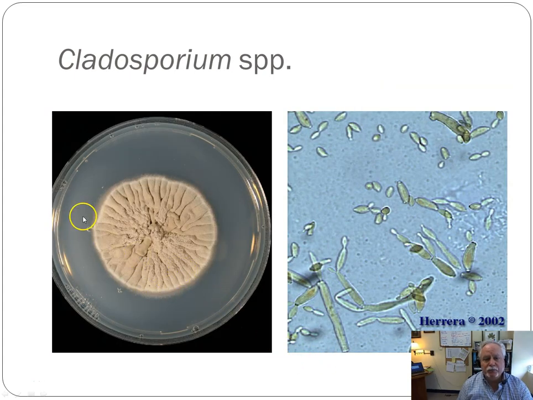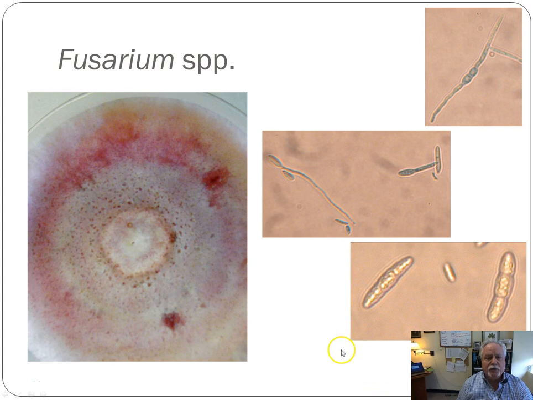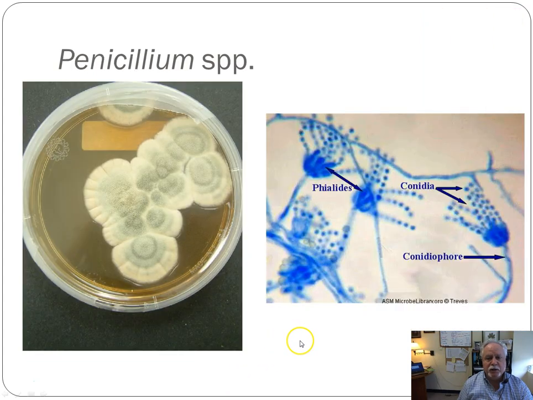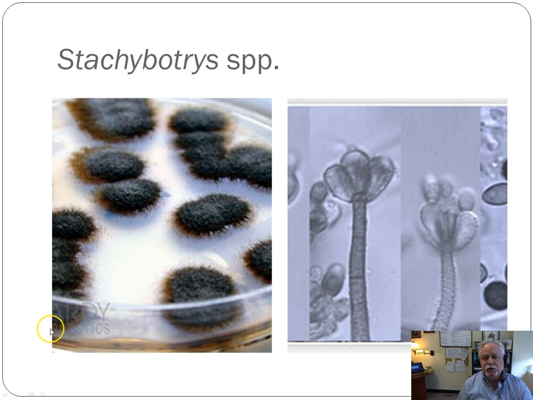This is Cladosporium. This growth habit is very indicative of it. And this is Fusarium. In this case, you've got the spores, and you've got some of the spores actually breaking dormancy, and you're getting mycelia growing. And this is Penicillium. Again, signature microscopic image and combination with how it grows. And this is Stachybotrys.